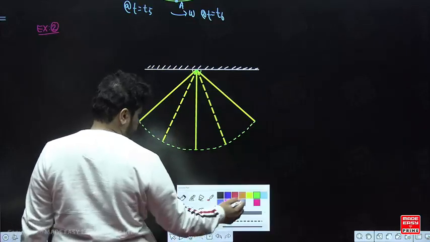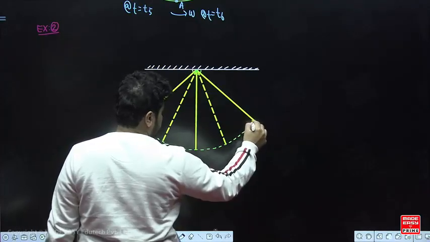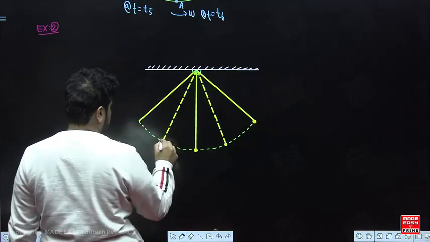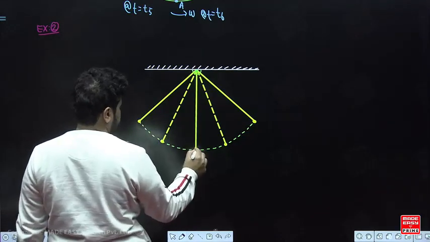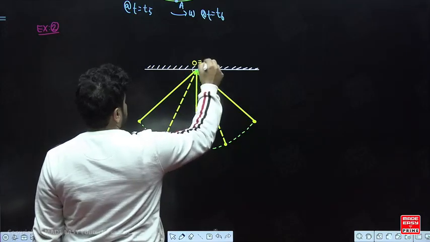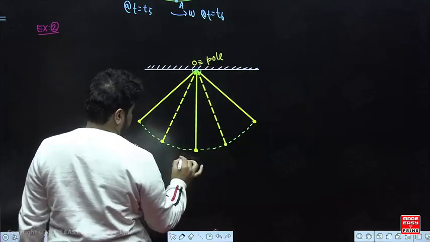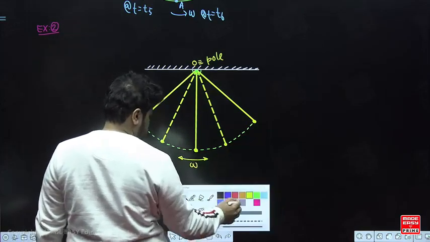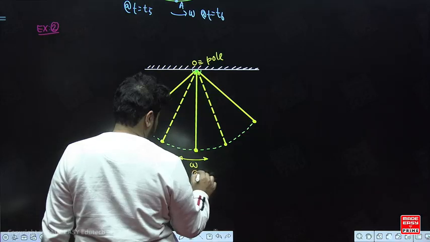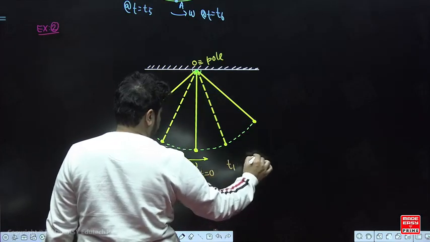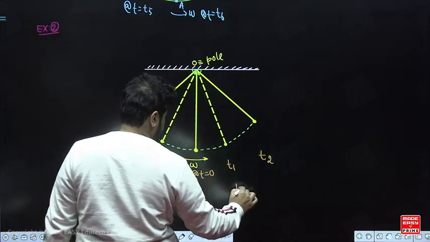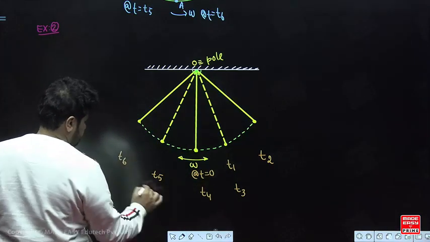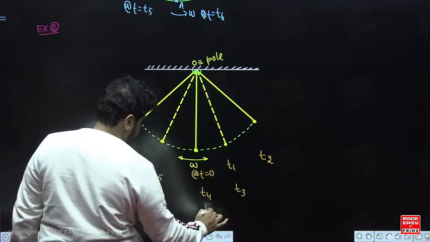Suppose this is a pendulum. Suppose it is having some angular velocity omega about a fixed point, right? So this is O, which is a pole, correct? Now this pendulum is oscillating like this with a certain angular velocity omega. So that means let us say this is at t equal to 0, at t equal to t1, t2, then again it is t3, t4, t5, t6, then t7 and again t8, right?